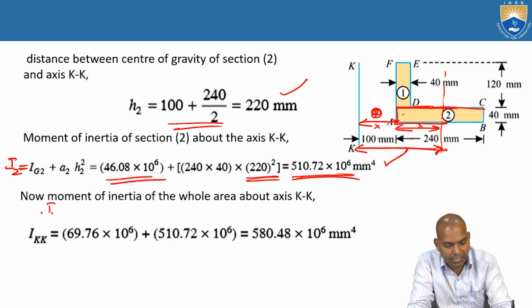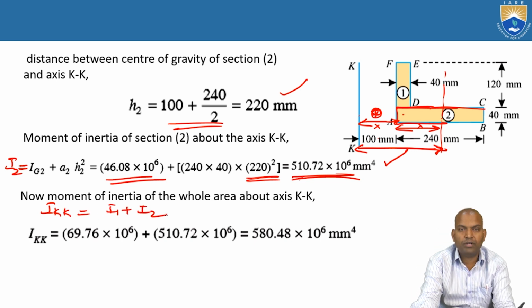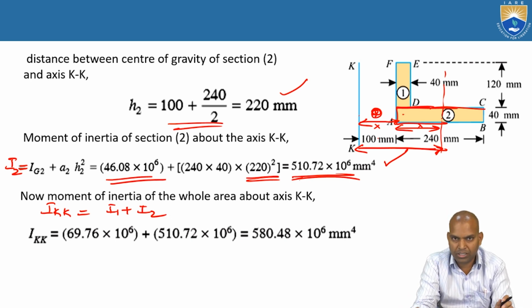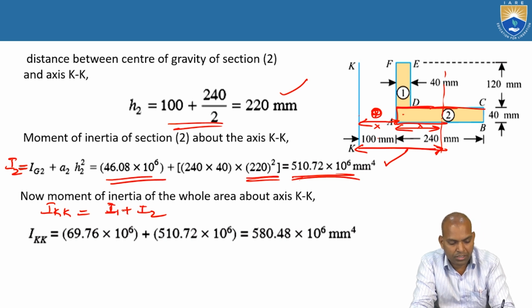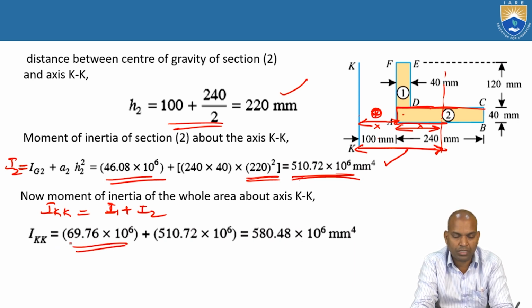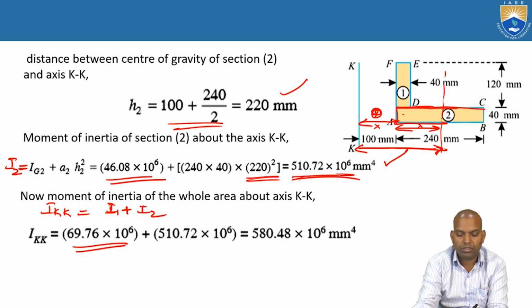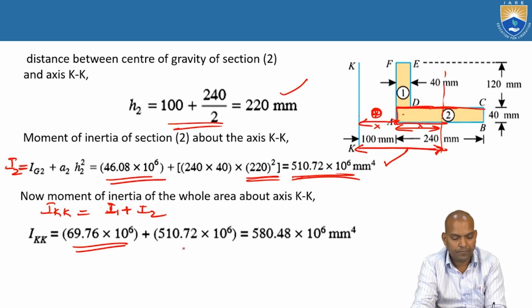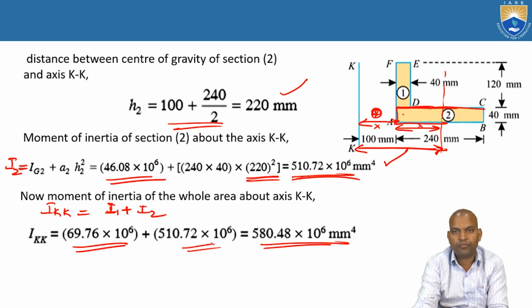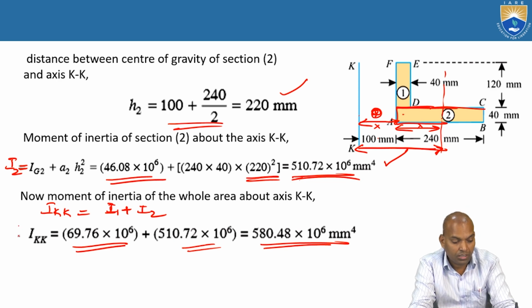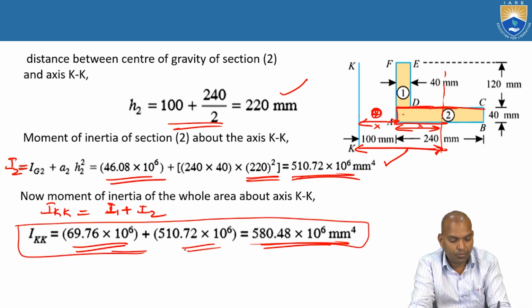Now IKK equals I1 plus I2. I1 is the moment of inertia of section 1 and I2 is the moment of inertia of section 2. Section 1 value is 69.76 into 10 power 6, plus I2, 510.72 times 10 power 6. The sum is 580.48 times 10 power 6 millimeter power 4. That is the moment of inertia about the axis KK.